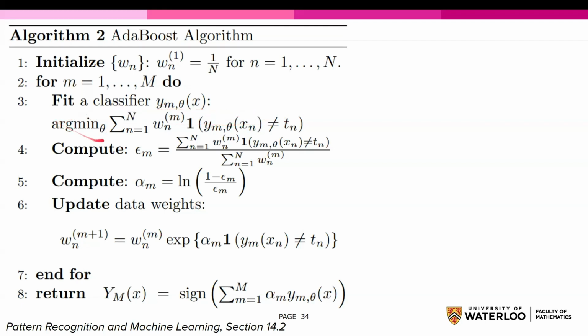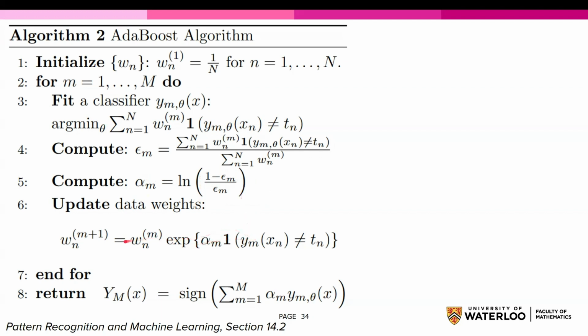Once we know what those parameters theta are that minimize this objective, we next calculate the weighted error rate epsilon sub m. This error rate reflects how well the current classifier performed with the weights assigned to previously misclassified points. And then we compute alpha m, which measures the importance of the current classifier in the ensemble. Classifiers with lower errors are going to get larger alpha values, and that means their predictions are going to carry more weight in the final decision.